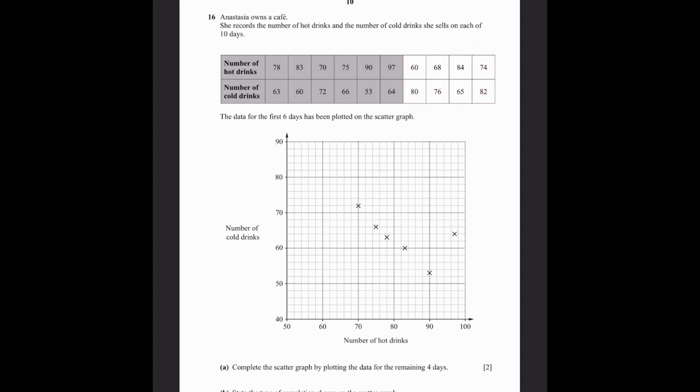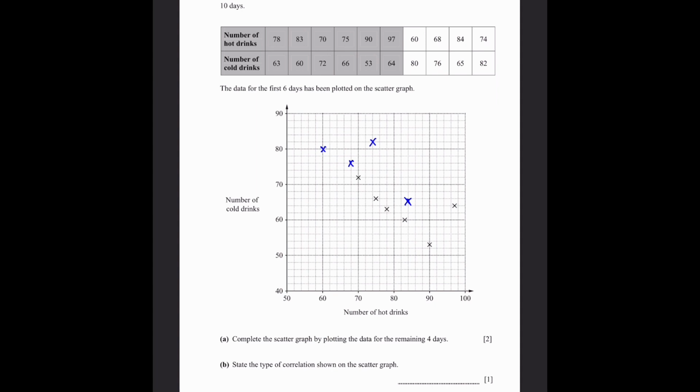60 for hot drinks and 80 for cold drinks. That'll be over here. 68 for hot drinks and 76 for cold drinks. There. 84 for hot drinks and 65 for cold drinks. Over here. And 74 for hot drinks, 82 for cold drinks. Up there. That's our answer.